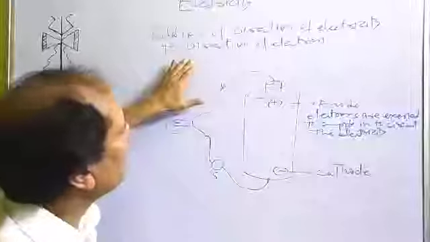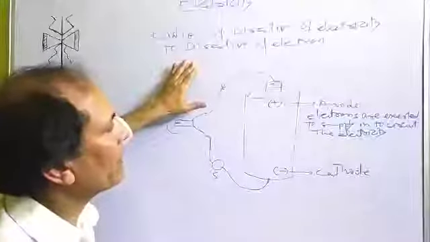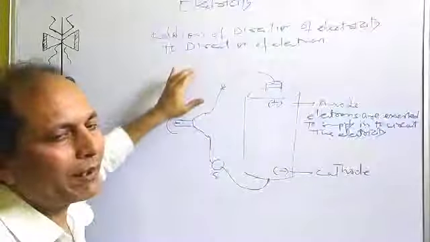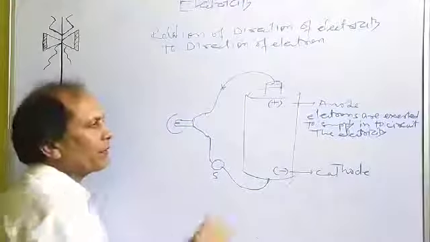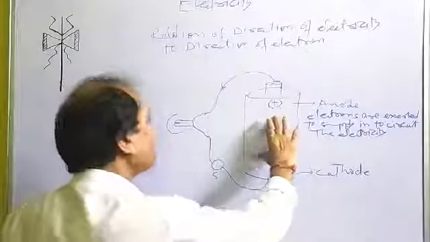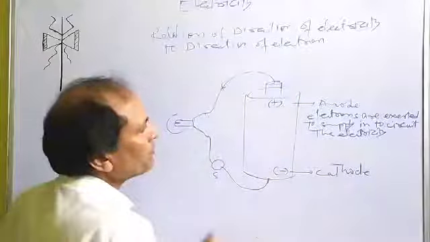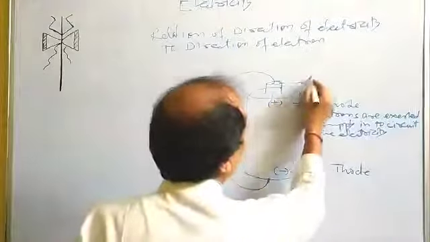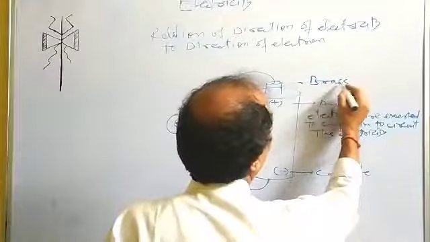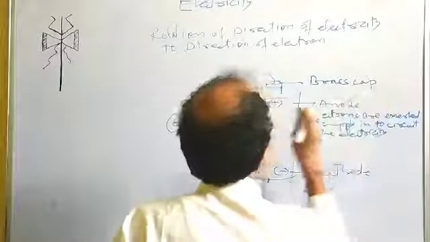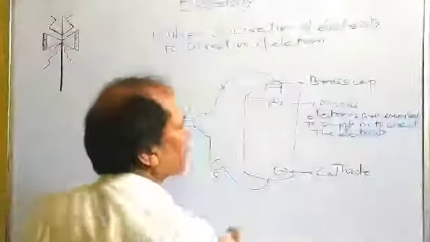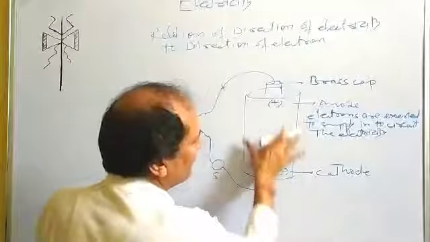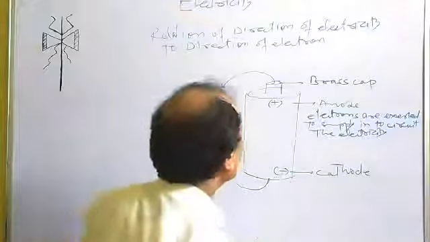The relation of the direction of electricity to the direction of electron. I will explain this matter on the basis of a dry cell. Suppose it is a dry cell. In a dry cell, the brass cap behaves like the anode, and this metal trunk here is the cathode.